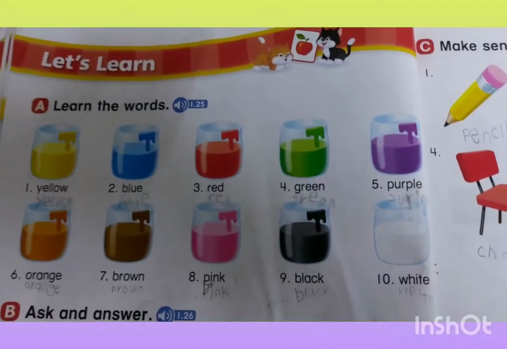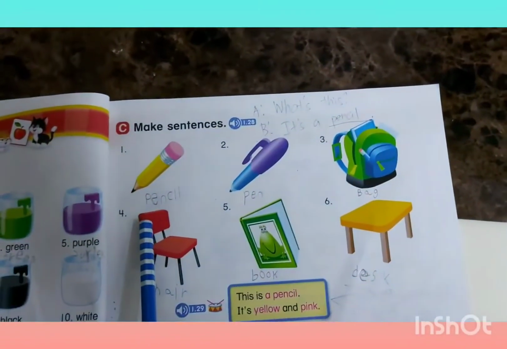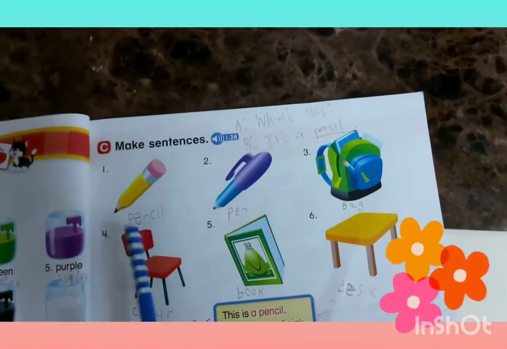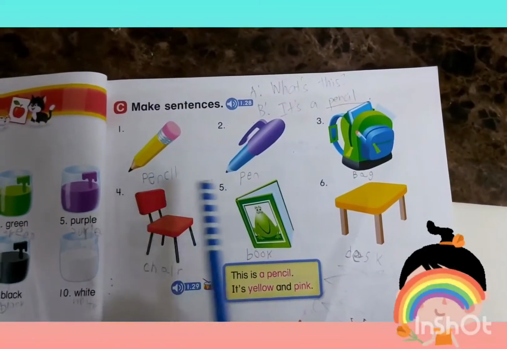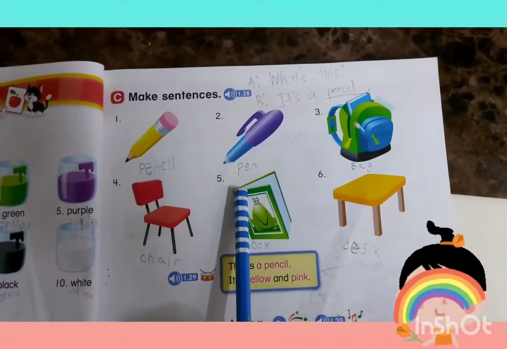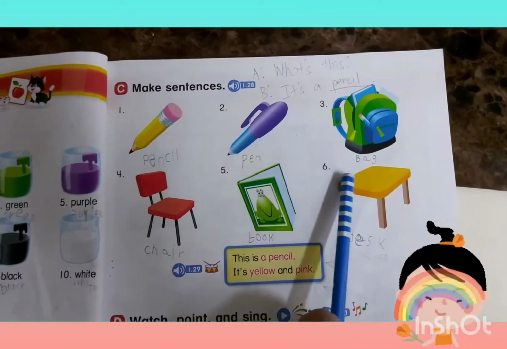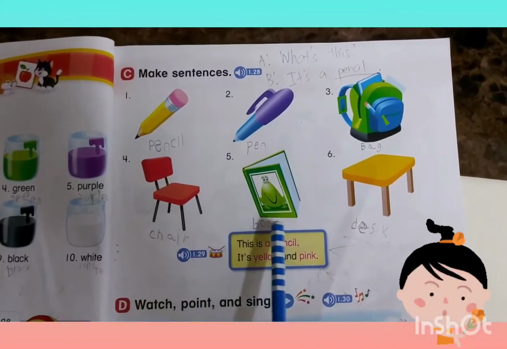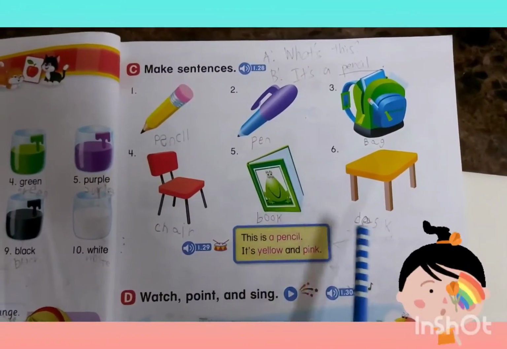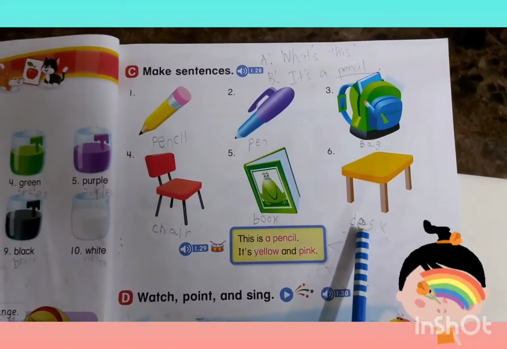Yay! Okay, now Kuya G, we're going to do these school things, okay? Can you read it? Ready, go. What's this? It's a pencil. What's this? It's a pen. What's this? It's a bag. What's this? It's a chair. What's this? It's a book. What's this? It's a desk.